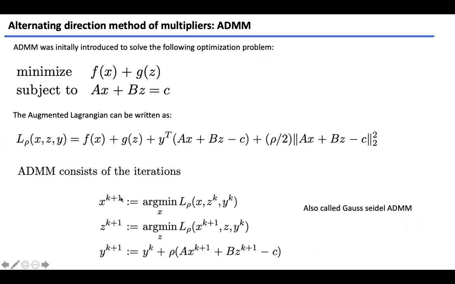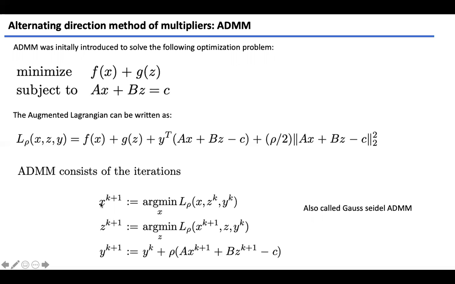The first variable is the primal variable. The first primal variable is updated using the kth version of the other variable and the kth version of the dual variable. So there is a sequential update here. Then at the update of the second primal variable, we use the new version of the first primal variable, the previous version of the dual variable, and we minimize this augmented Lagrangian with respect to Z, to find Z k plus 1.